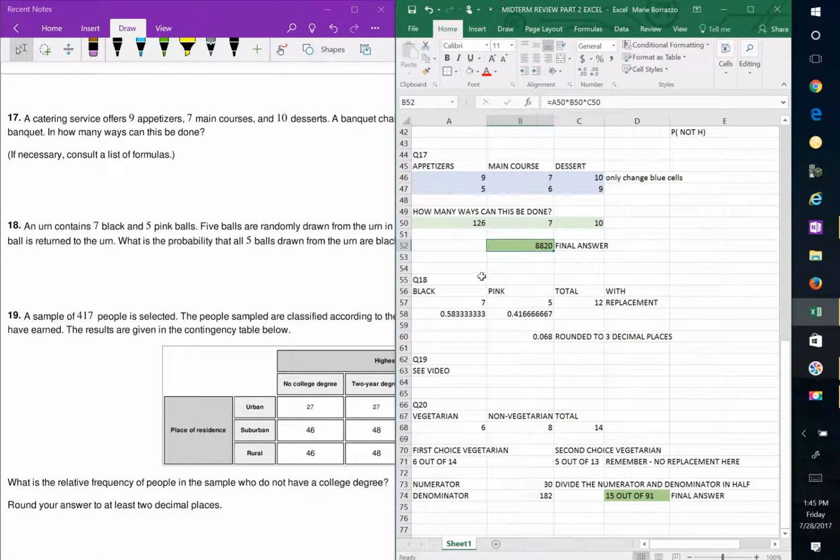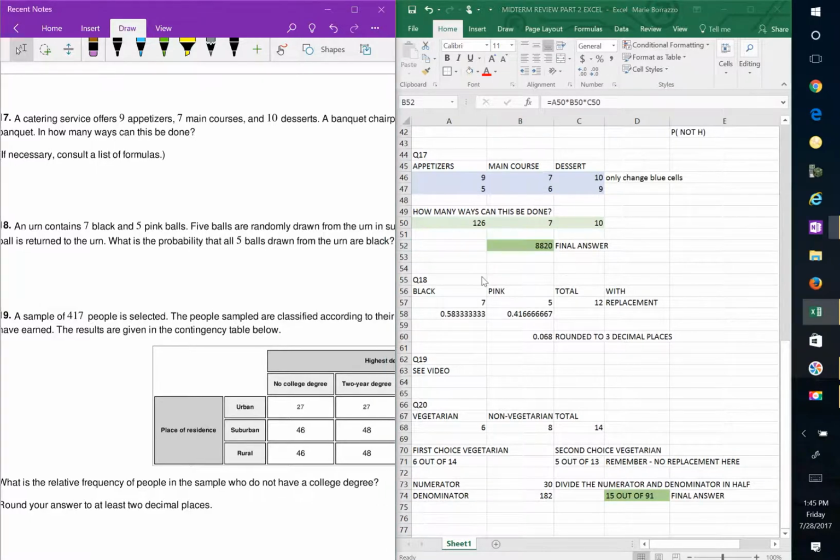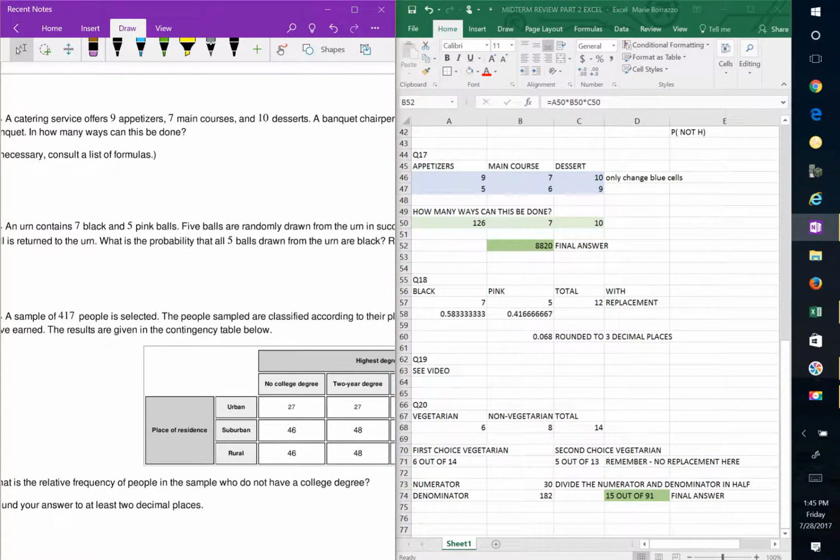Question 18. The urn contains 7 black and 5 pink balls. 5 balls are randomly drawn from the urn and returned. So there is replacement, and they are asking what is the probability that all of them are black. Again, this you can change. Not a problem.